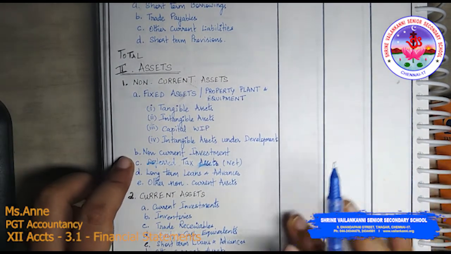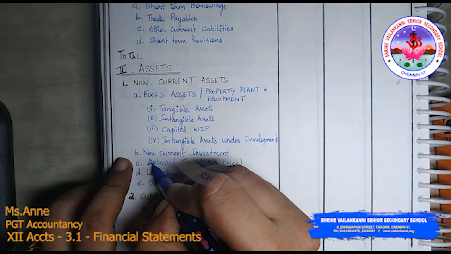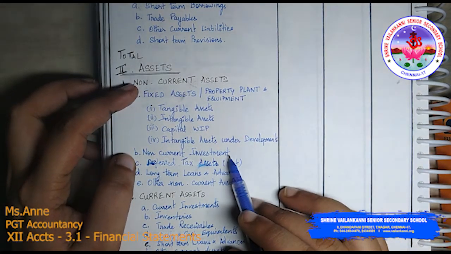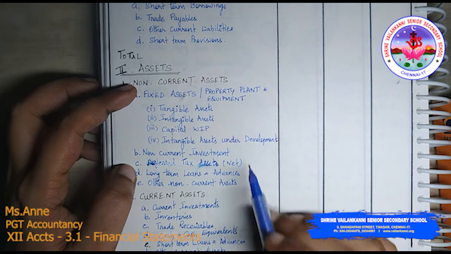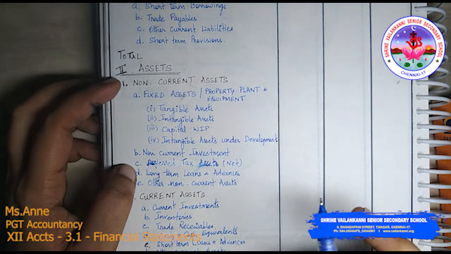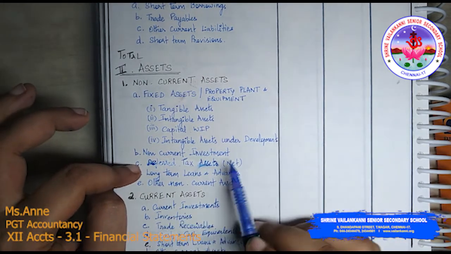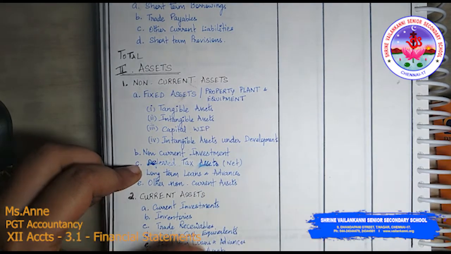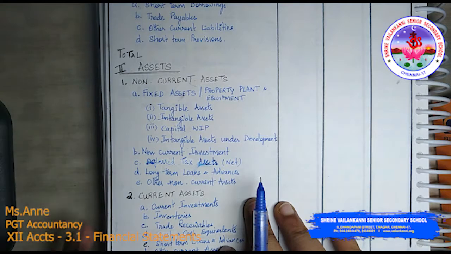Then non-current investments, then deferred tax asset net. Please don't worry about deferred tax if you are not able to understand it. As of now, you just get what it is and where it appears, that's all. What this is and why it is coming will be addressed in the next video. As of now, we are just seeing the overall view of the balance sheet.